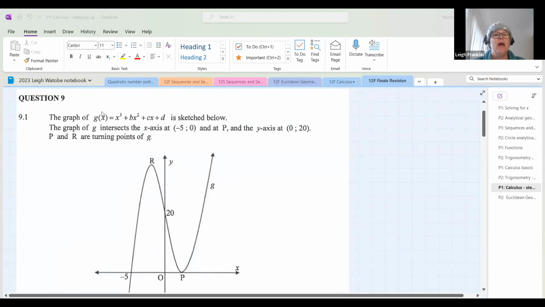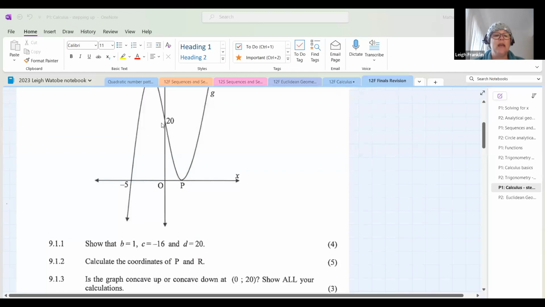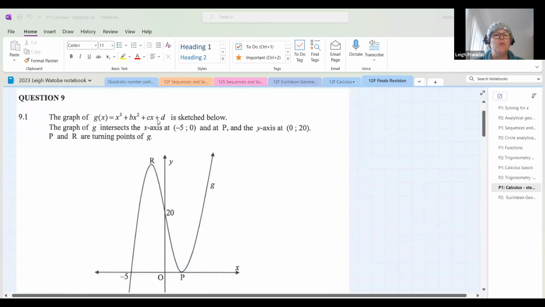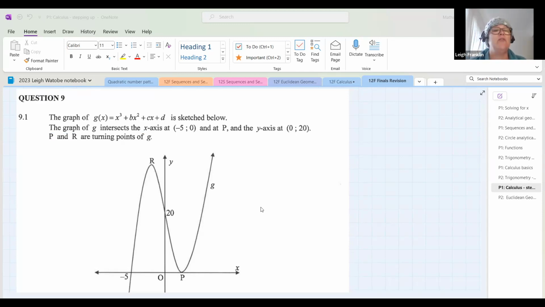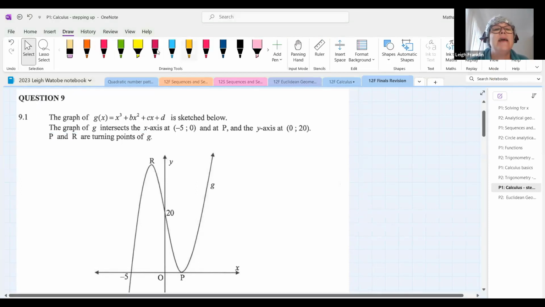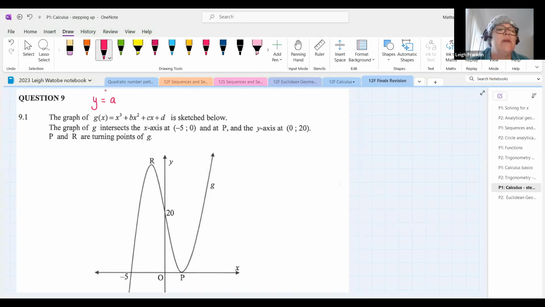All right, so the B, the C, and the D that they're asking us to prove are 1, -16, and 20, the B, C, and D that are in the equation up here. Before we get started on this question, I would just like to make mention of the fact that all cubic functions have the same general form. In every case for every cubic, we've got y equals ax cubed plus bx squared plus cx plus d.